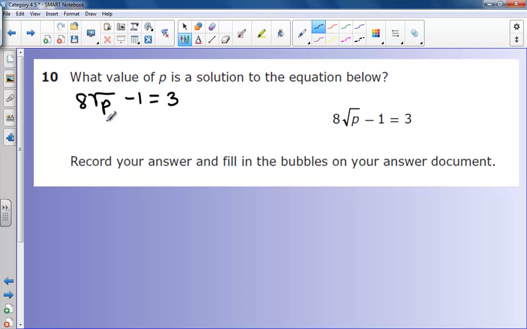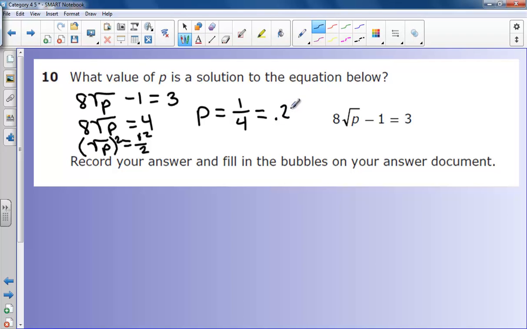So I'll write it out here so we have some room to work. So again, I'm going to isolate my radical. So I'm going to move my 1 over. So plus 1 is 4. And I'm going to divide by 8. So I have the square root of p is equal to 4 over 8, which reduces down to 1 over 2. Then I'm going to square both sides. So I get that p is equal to 1/2 squared, which is 1/4. And then since this is going to be bubbled in, I'm going to assume that it has to be in its decimal form, which is going to be 0.25. There's your answer there.